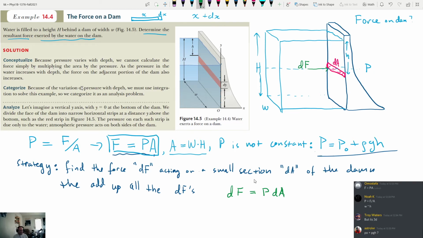Have I changed the equation in any way? No, not really. I've just changed it from force equals pressure times area to a small amount of force is equal to pressure times a small amount of area. That's all we've done. Does this make sense, what we've done so far? Does anyone have any questions?